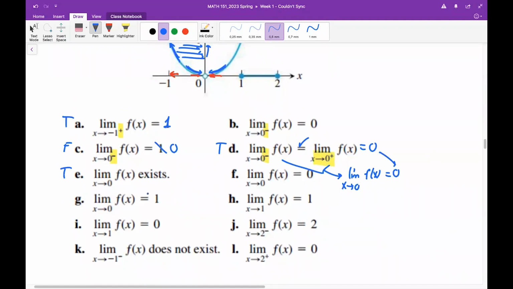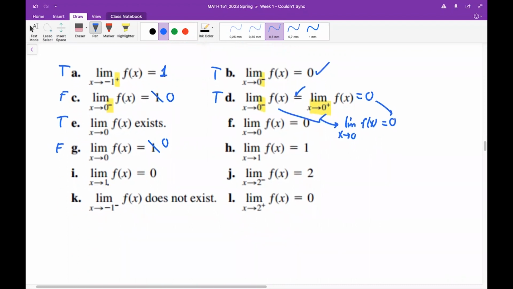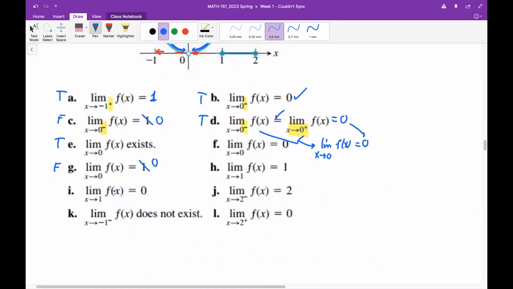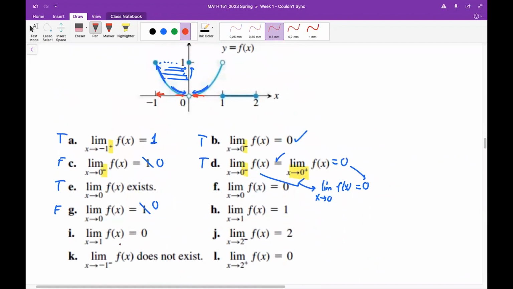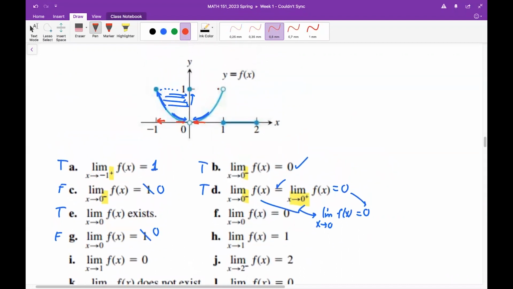This is true because left-hand side and right-hand side limits are the same as 0, then limit exists. So what is this limit? It is not 1, it has to be 0. So this is false. By the way, we looked at the limit from left here. We already confirmed that it is 0. This is also true. Okay, now let's look at as x goes to 1. Does this limit exist? To understand that, we need to look at one-sided limits.